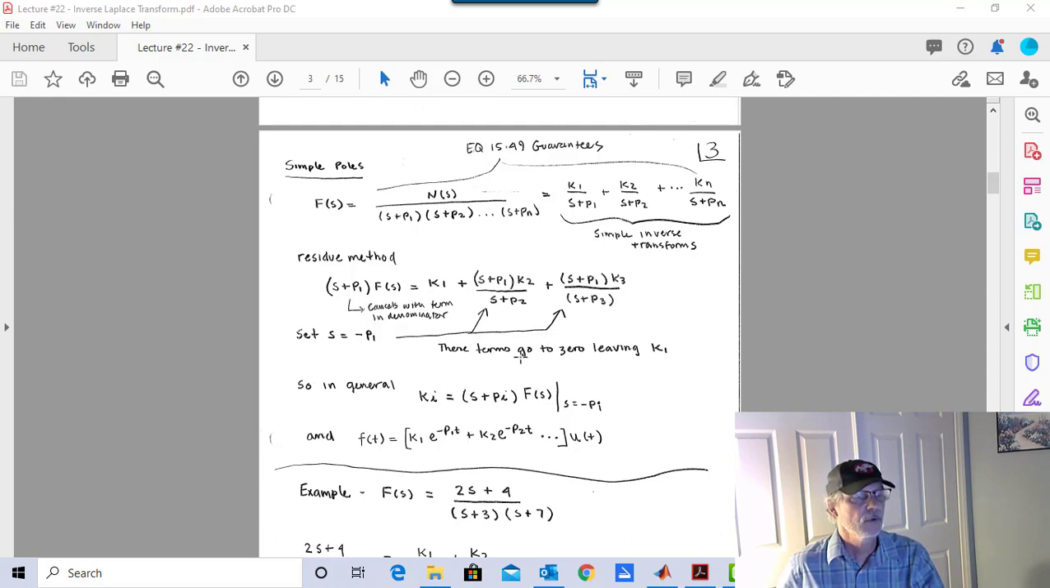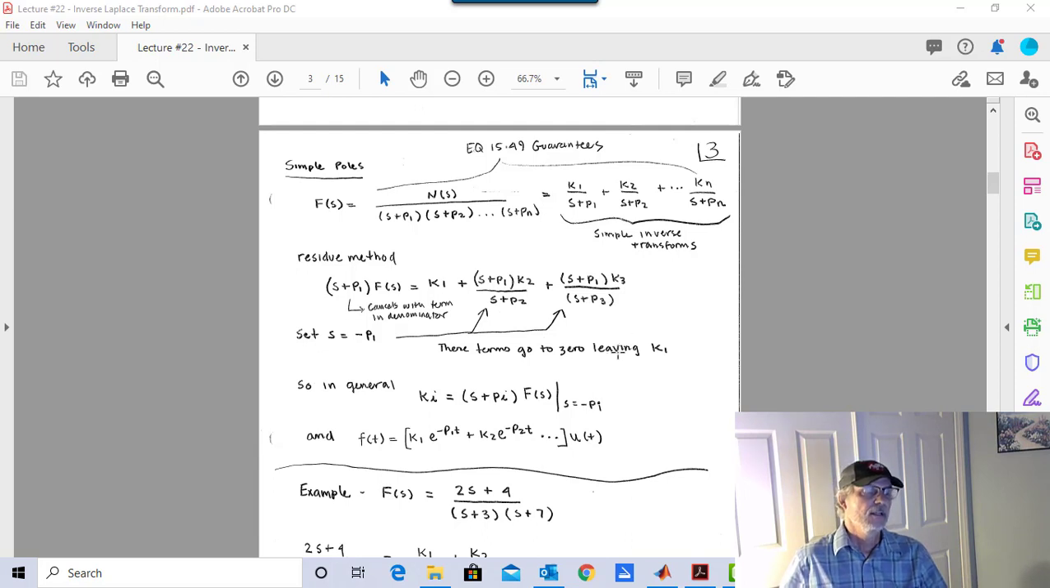And so let's say we do this for all of our i's. We do it, we get K2, we get K3, we get all of our k's here. Look at our inverse Laplace transform. We know that the inverse Laplace transform of 1 over s plus p1 is going to be just e to the minus p1t. K2 is going to be e to the minus p2t. We pull that right out of the table.